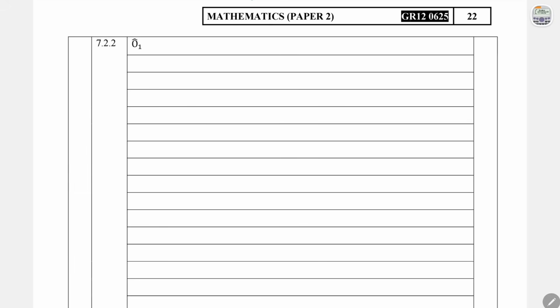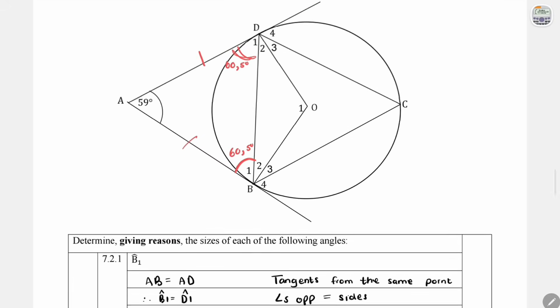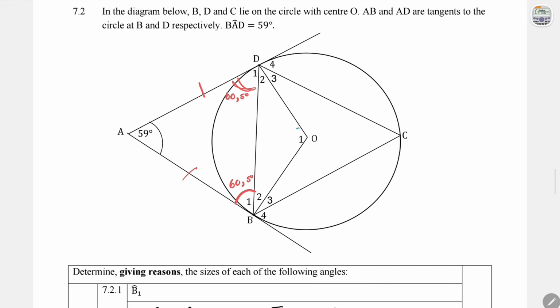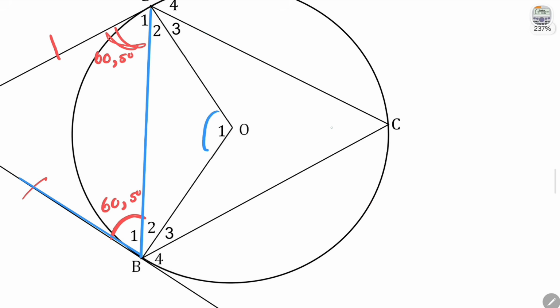Question 7.2.2 says find the size of angle O1. Angle O1 is at the center, okay? So it's at the center. Let's use theorems that have to do with angles at the center. So the angle at the center is twice the size of the angle at the circumference as long as they're supported by the same chord or arc. Now, right now with this angle at the circumference, we don't have anything there. But do you remember that this angle over here, right? This is the angle between a tangent and a chord, so it's equal to the angle supported by that same chord.